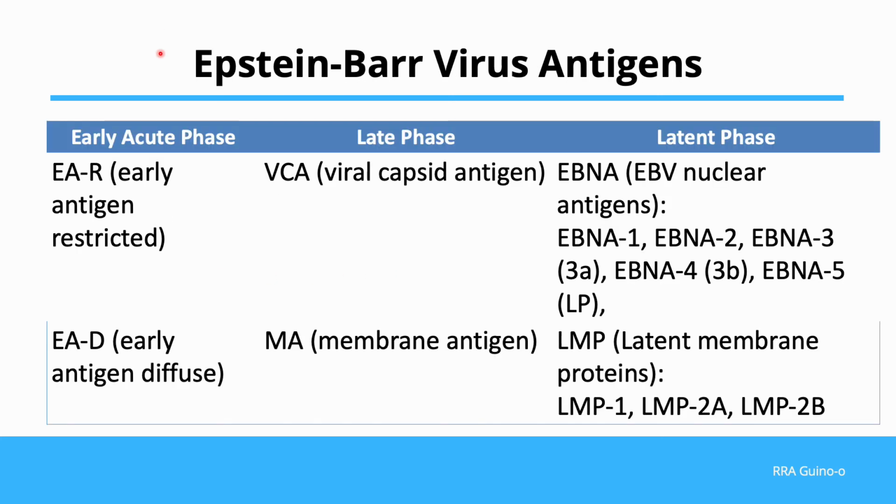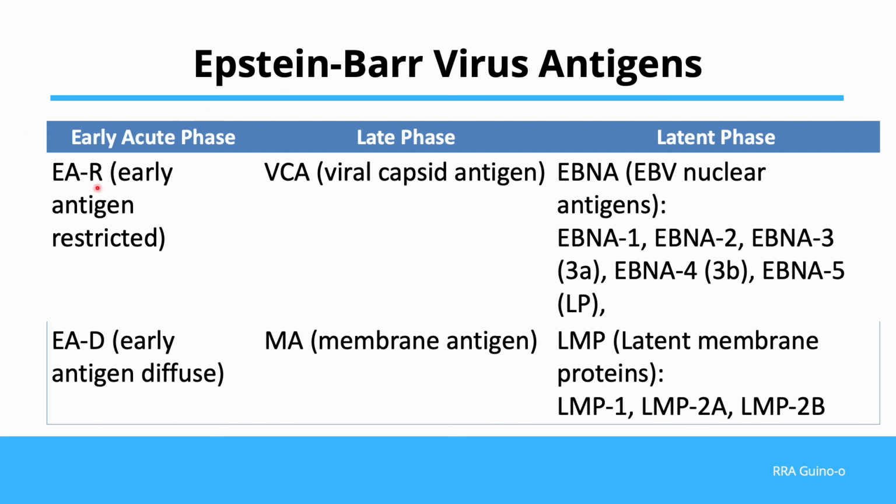Before we can talk about our Epstein-Barr virus antibodies, we first have to talk about our Epstein-Barr virus antigens. Now, the infection of our EBV occurs in 3 phases: the early acute phase, the late phase, and the latent phase. At each phase of the infection, the immune system encounters a variety of antigens. And as they encounter these antigens, they also create or develop the corresponding antibody to these antigens.